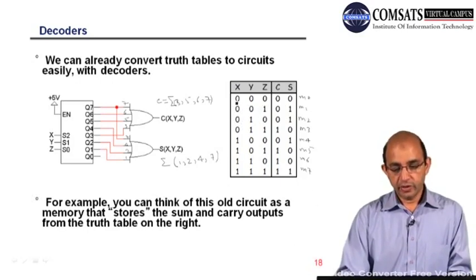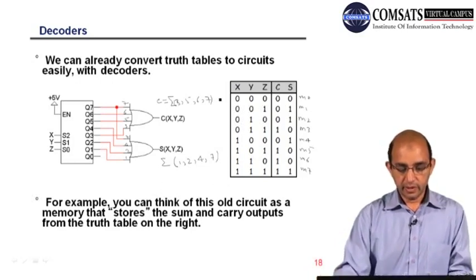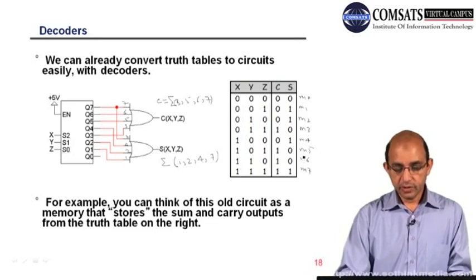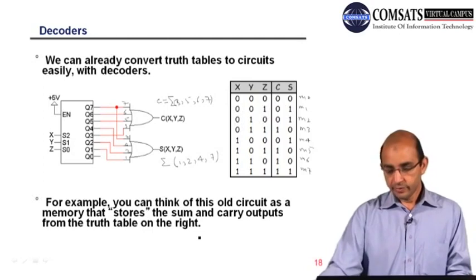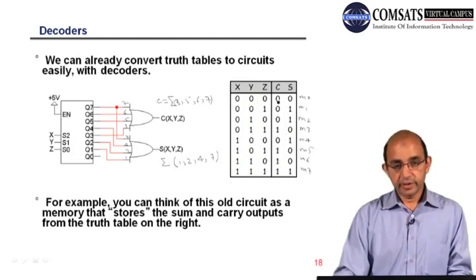So if we talk about ROMs, we can take this circuit as a memory, right? So what capability is it having? It can store the sum and the carry output from the truth table. So you can see that we can store the carry and the sum, right? Whenever we have those different combinations, we can store the carry and the sum, right?